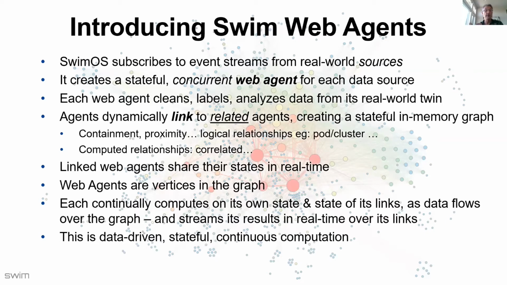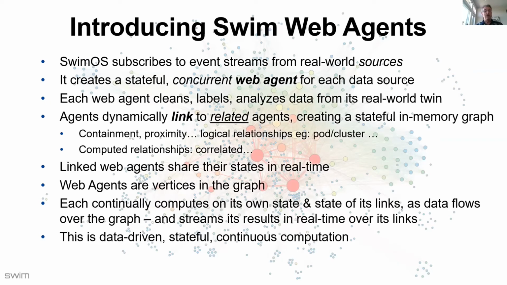Remember my example of is approaching or bad braking behavior. So we concurrently build this stateful in-memory graph, which is dynamic and fluid and continually changing based on the arrival of data. So data builds the graph and continually changes it. And as data flows over the graph, we compute. These relationships could be containment, proximity, and other logical relationships, or even computed, like correlation.